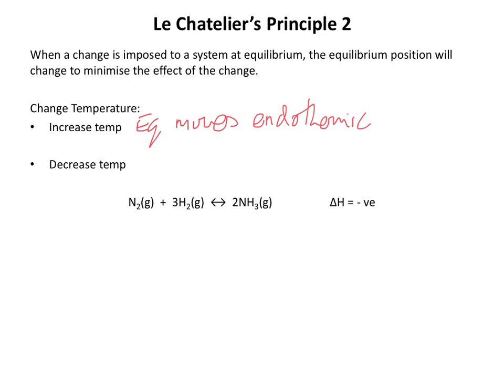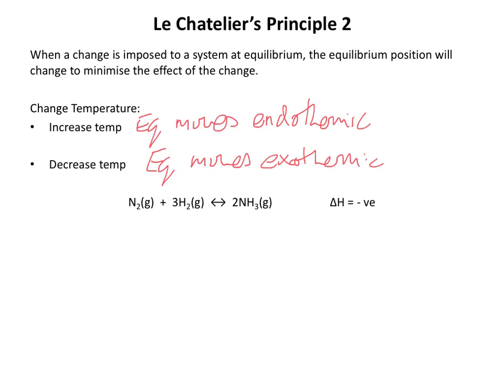Therefore, if I decrease the temperature, the equilibrium moves in the exothermic direction. So exothermic means releasing energy, getting hotter. So I decrease the temperature, the equilibrium moves in the exothermic direction.